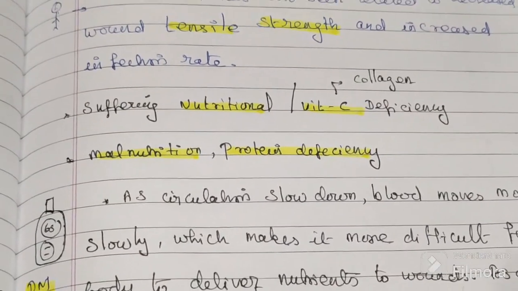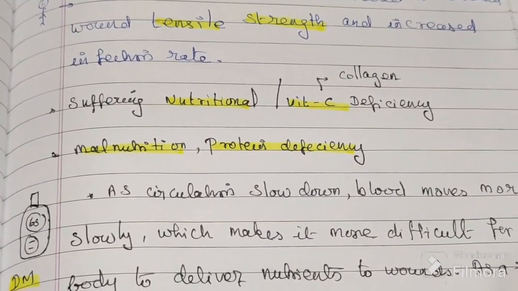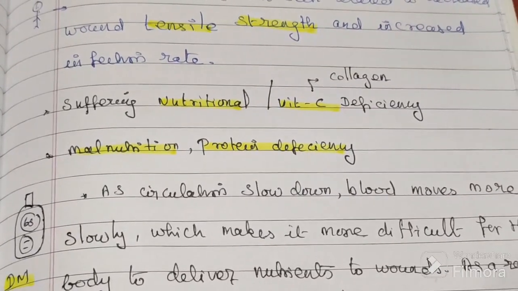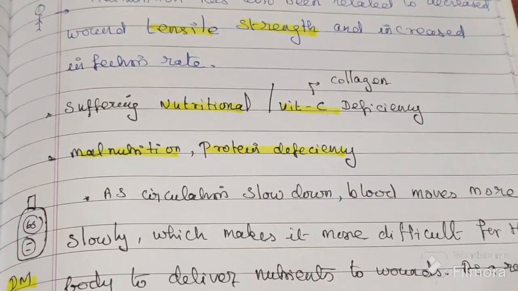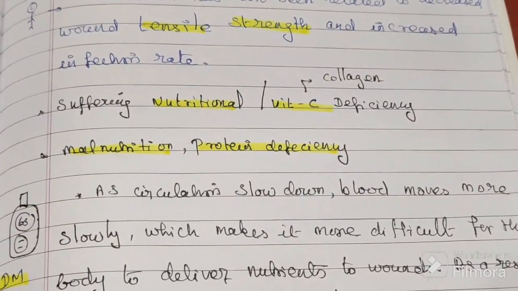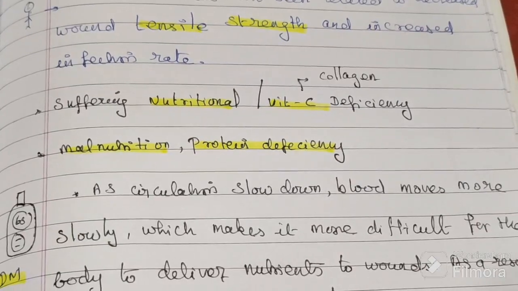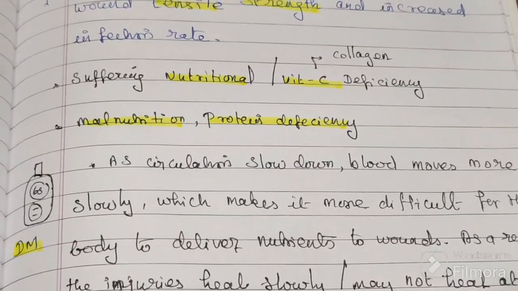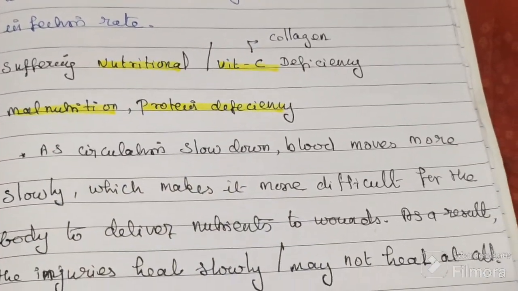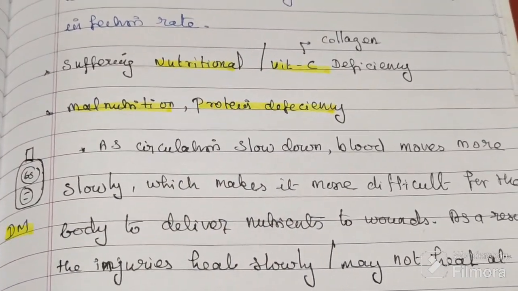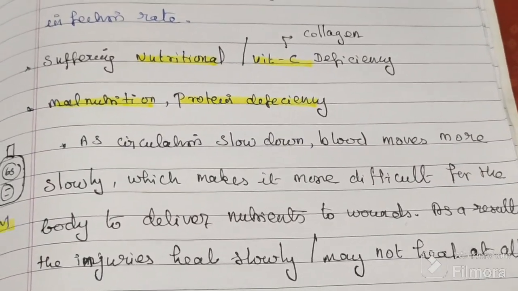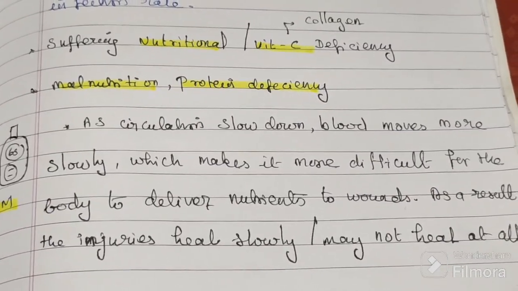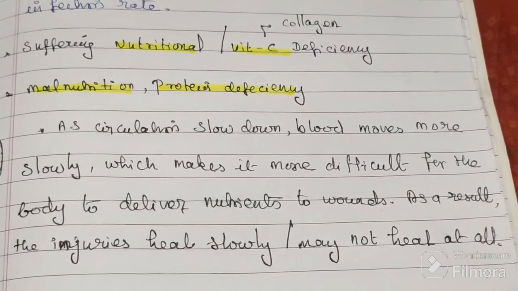Then diabetes mellitus is one of the most important systemic factors which can result in delayed wound healing. There are so many causes that can result in impaired wound healing; one of the most important is microangiopathy. In diabetes mellitus, circulation slows down and blood moves more slowly, which makes it more difficult for the body to deliver nutrients to the wound. As a result, the injury heals slowly or may not heal at all.